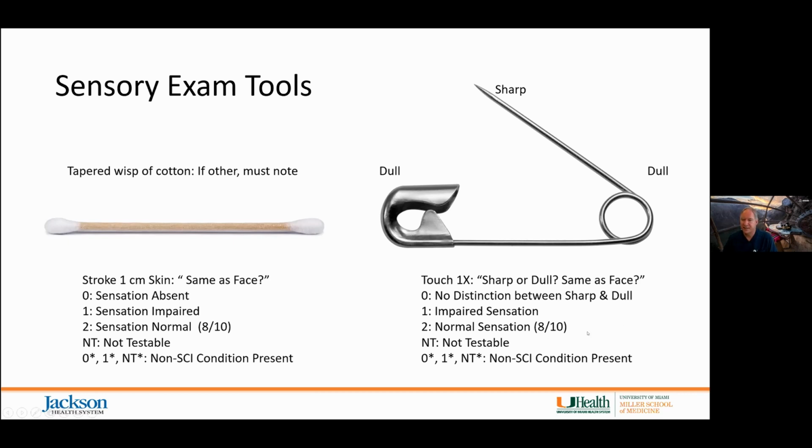NT is written down if it's non-testable, and then again, if you have a non-spinal cord injury condition present, you're going to put that as an asterisk to explain that there may be another reason other than a spinal cord injury why that sensory level is impaired.